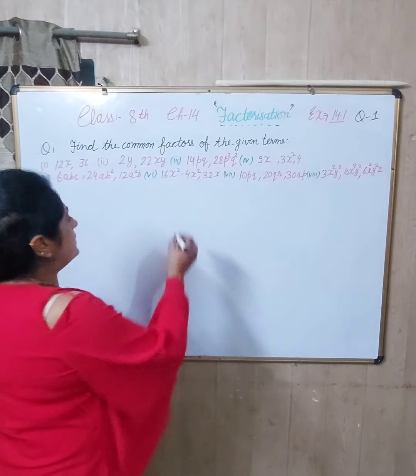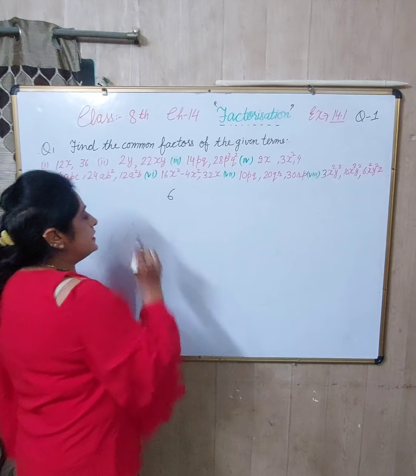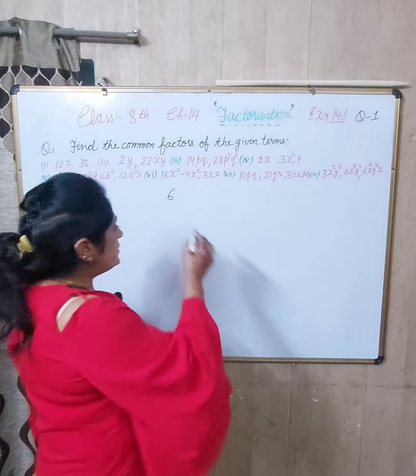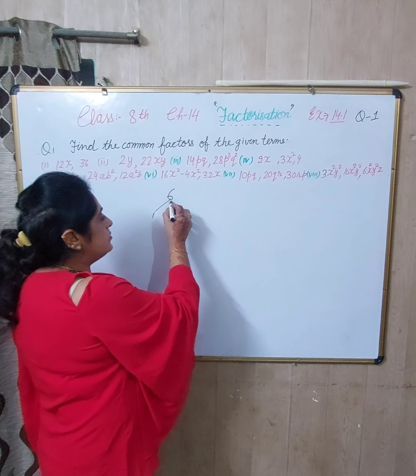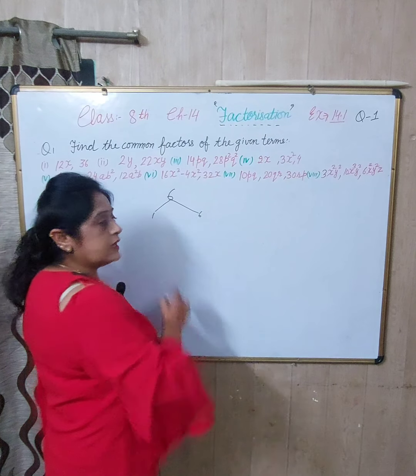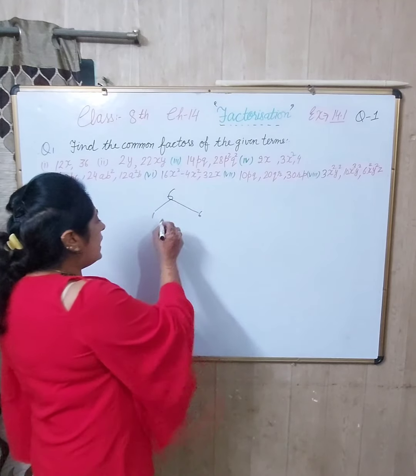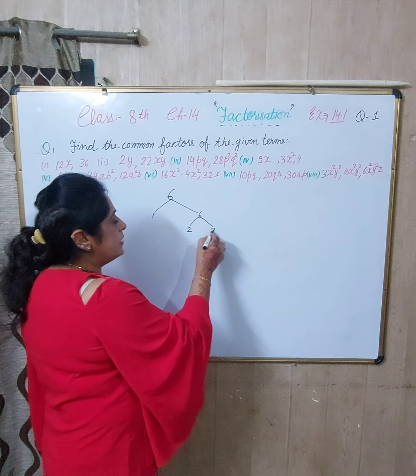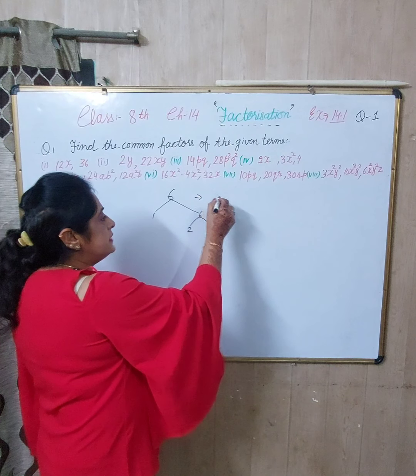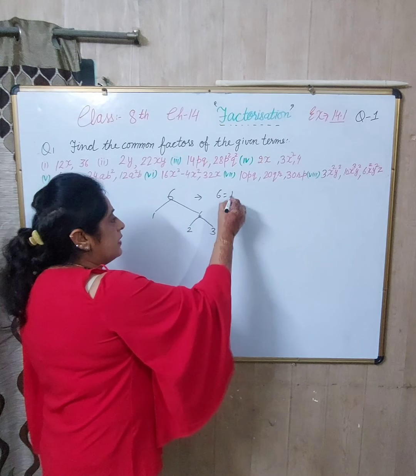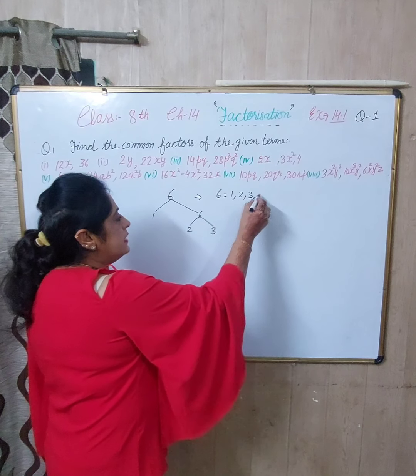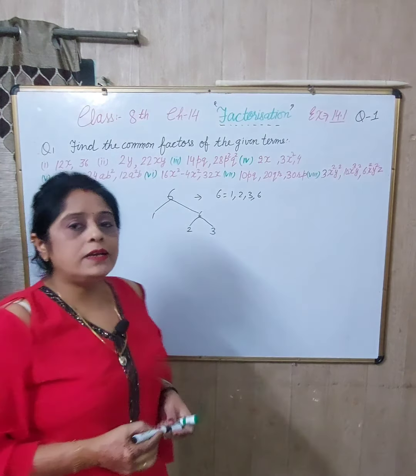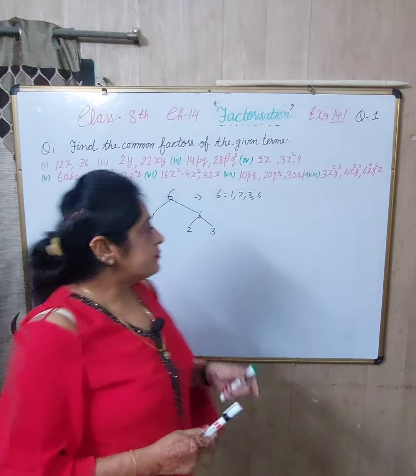For example, if 6 is a number, then 6 can be divisible by 1 and by itself, 6, and 6 is divisible by 2 and also 3. It means the factors are 1, 2, 3 and 6. In all the tables, 6 will come.